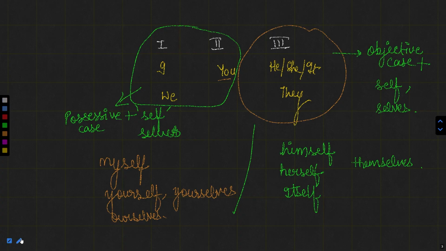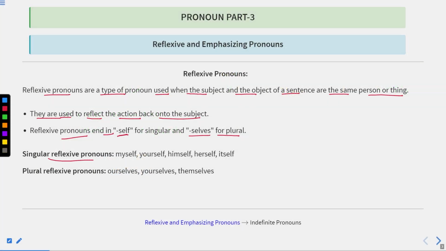Okay, now let us get back to the slide. Singular reflexive pronouns are myself, yourself, himself, herself, itself, whereas plural reflexive pronouns are ourselves, yourselves, and themselves. Now if you see myself, this is the reflexive case of I.